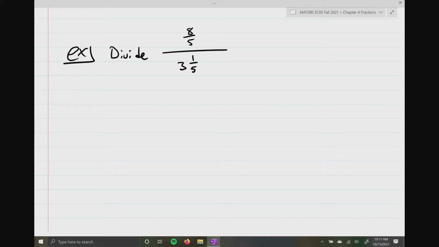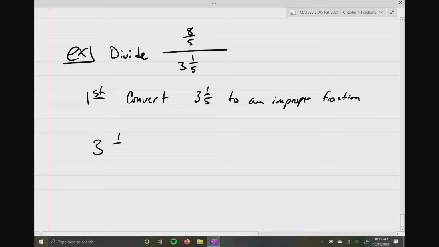So what do you think I'm going to do with that mixed number first? I'm open to suggestions here. Let's turn it into an improper fraction first. So first, let me write convert 3 and 1/5 to an improper fraction.